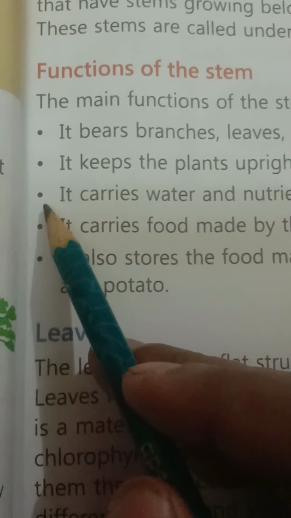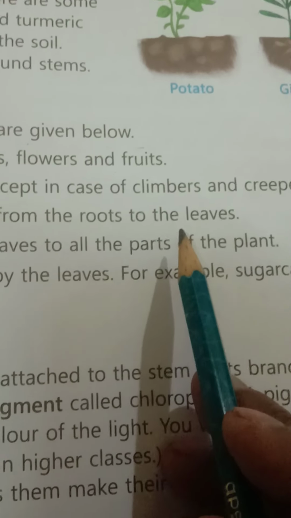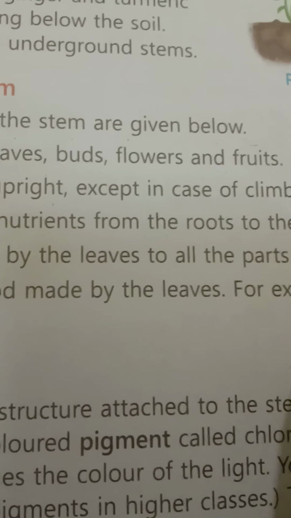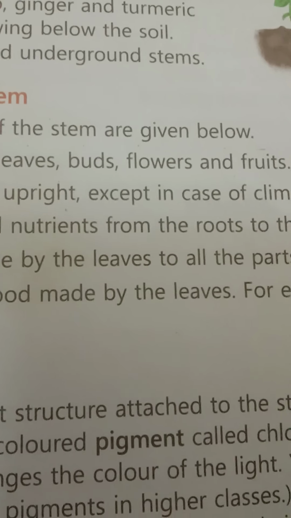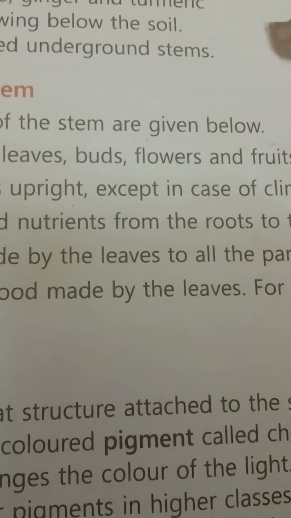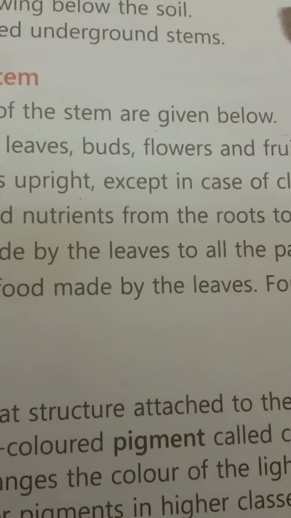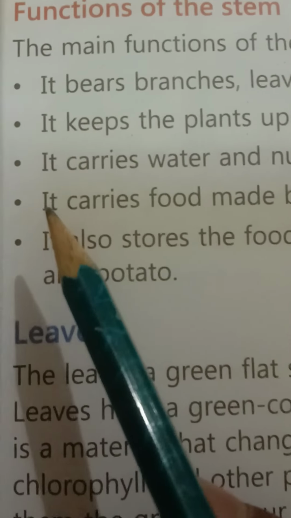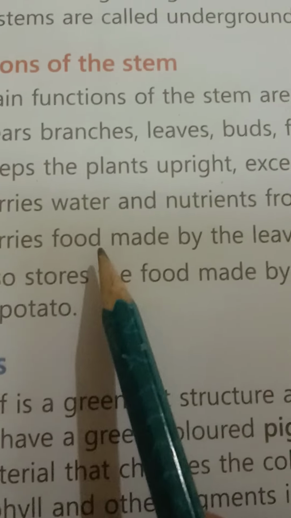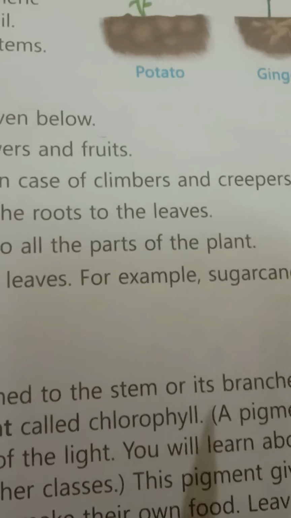Now student, third, it carries water and nutrients from the roots to the leaves. The root absorbs water and holds the plant in the soil. The stem brings water and food to the rest of the parts of the plant. The leaves use sunlight and air to make food for the plant. Now fourth, it carries food made by the leaves to all the parts of the plant.